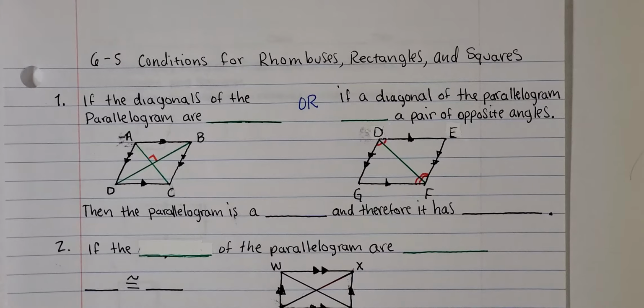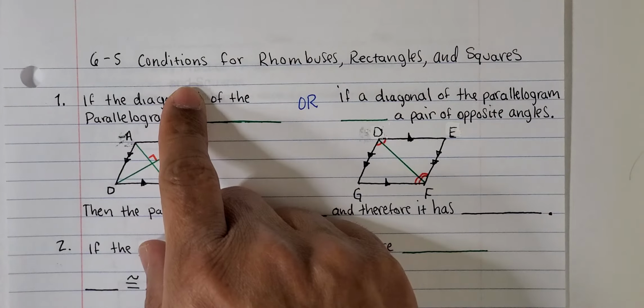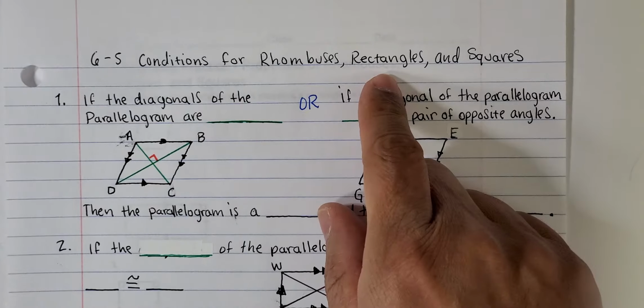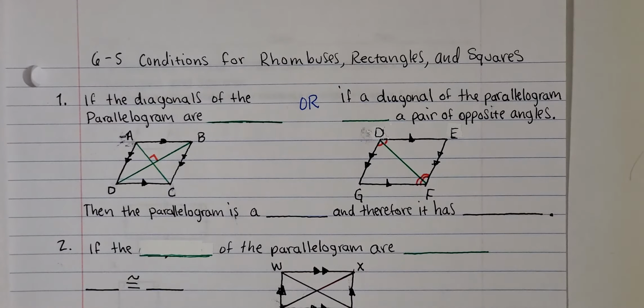Everyone, this is Mr. Sia, and in this lesson you are going to learn the conditions for a parallelogram to be either a rhombus, a rectangle, or a square. Okay, so let me go over the properties here.